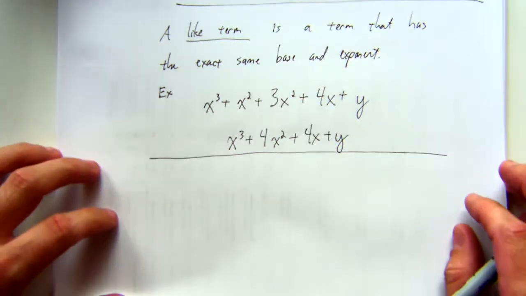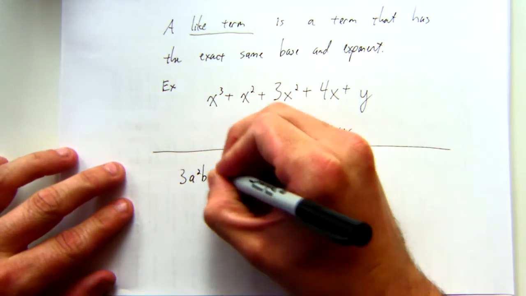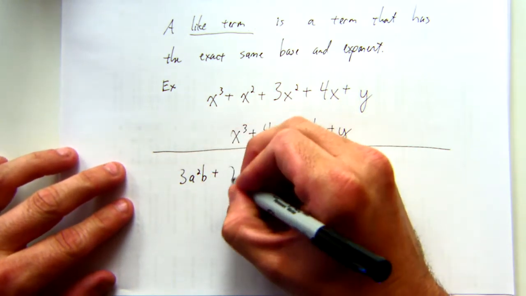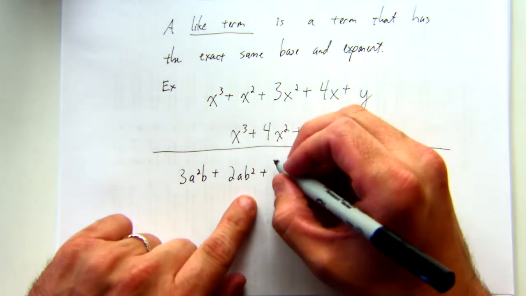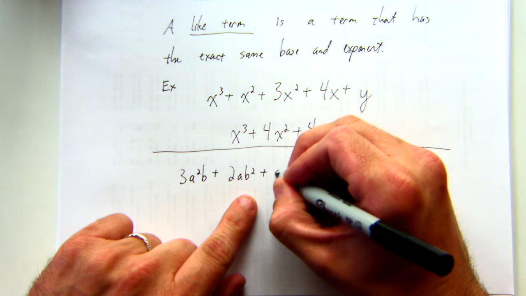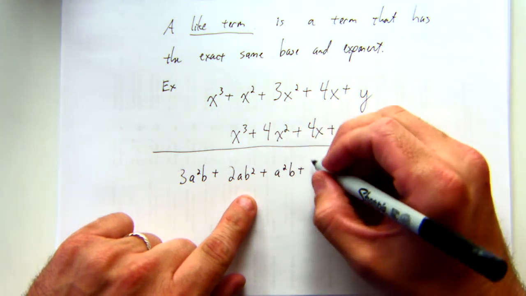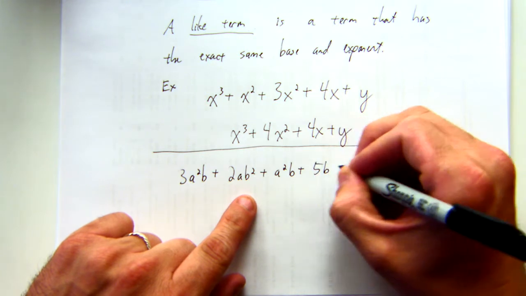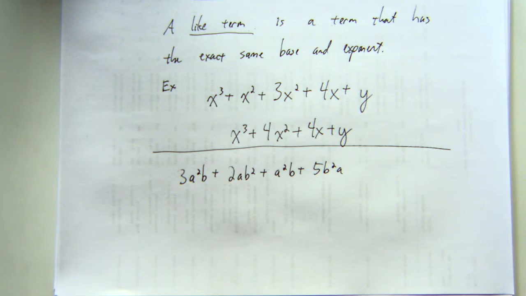Let's do a little bit more challenging example. 3a squared b plus 2ab squared plus a squared b plus 5b squared a, and we'll stop there.